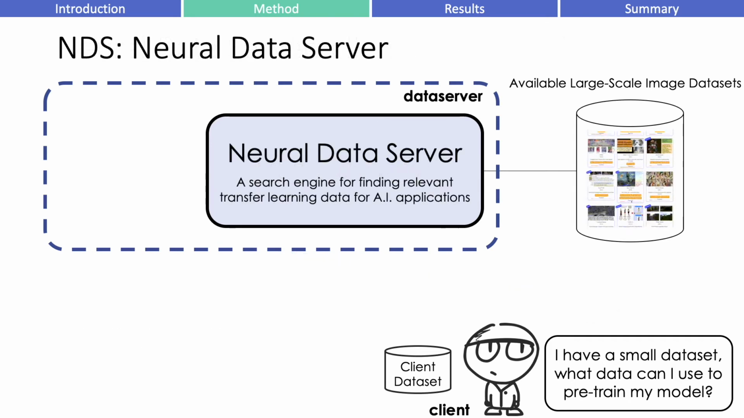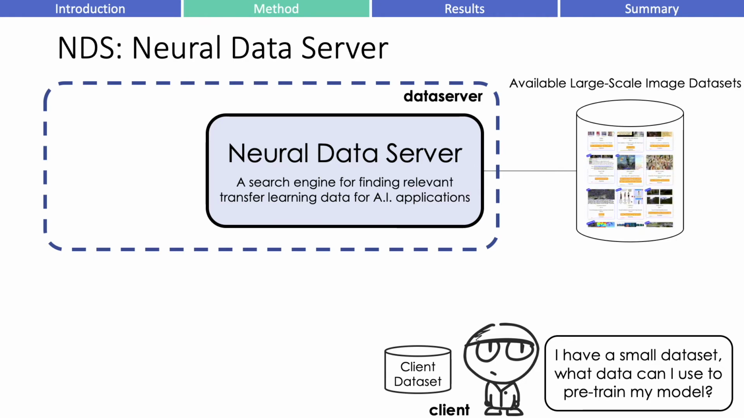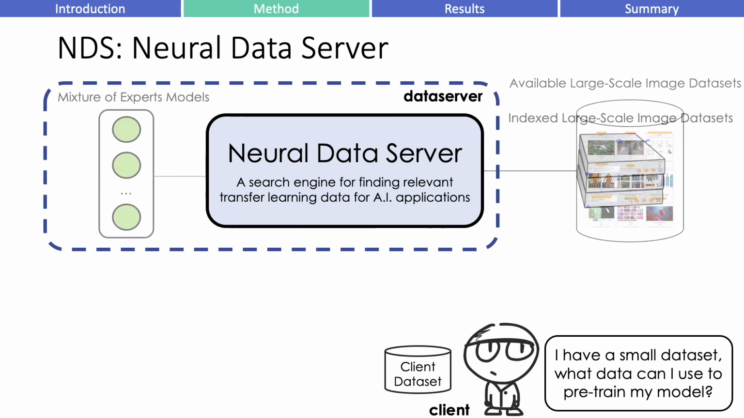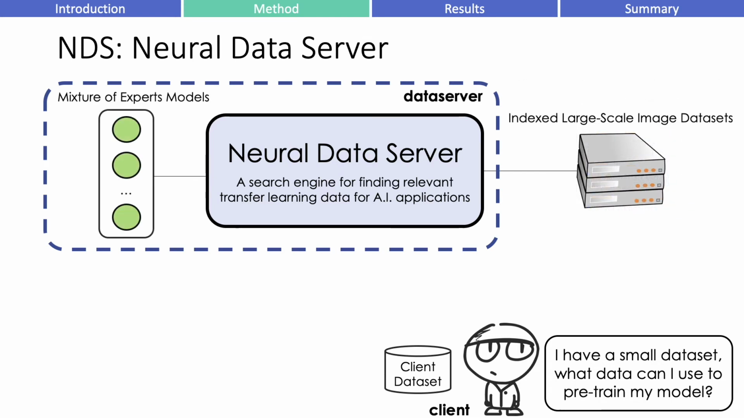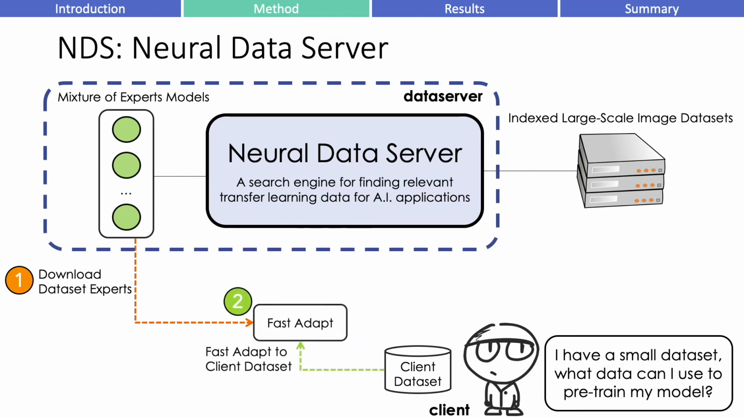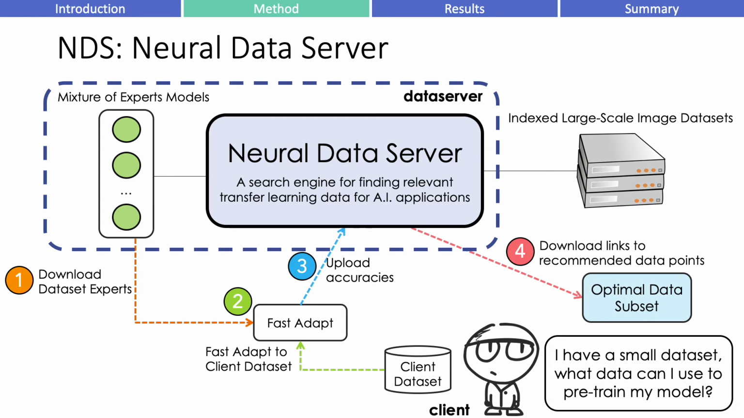We present Neural Data Server, a framework allowing clients to fetch a subset of transfer learning data that is most useful to its own target domains. Our data server indexes large-scale image datasets by representing them with a mixture of experts model. First, the expert networks are downloaded by the clients. Next, clients feed their own small datasets to these experts. This computes performances on the client's data, which are sent back to the server to communicate the relevance of the experts. Finally, the server uses this information to determine the most relevant transfer data subset.